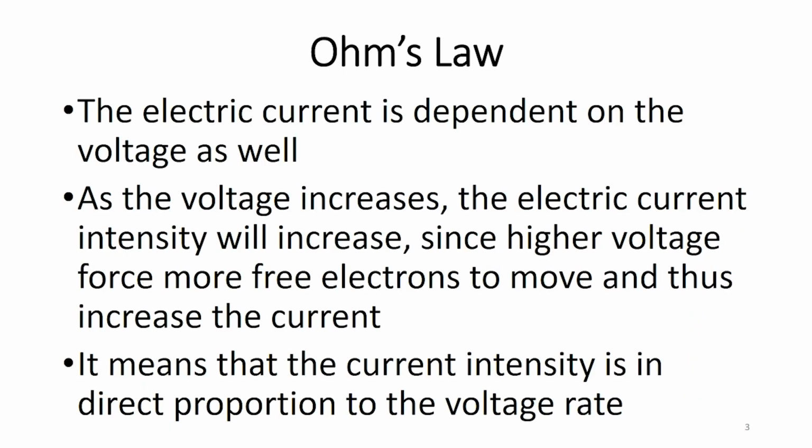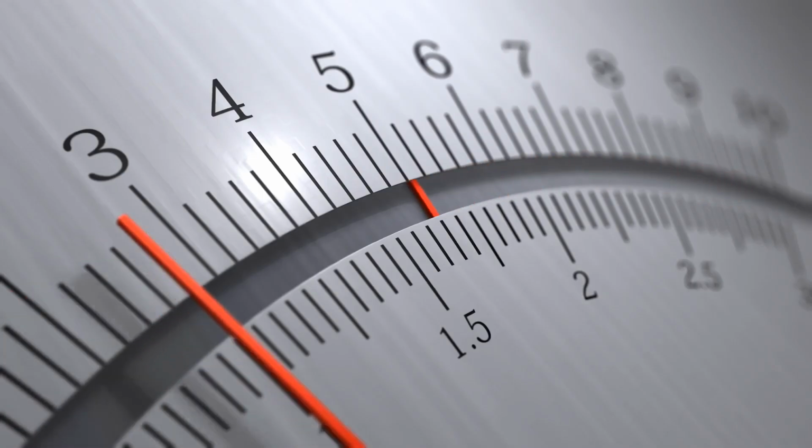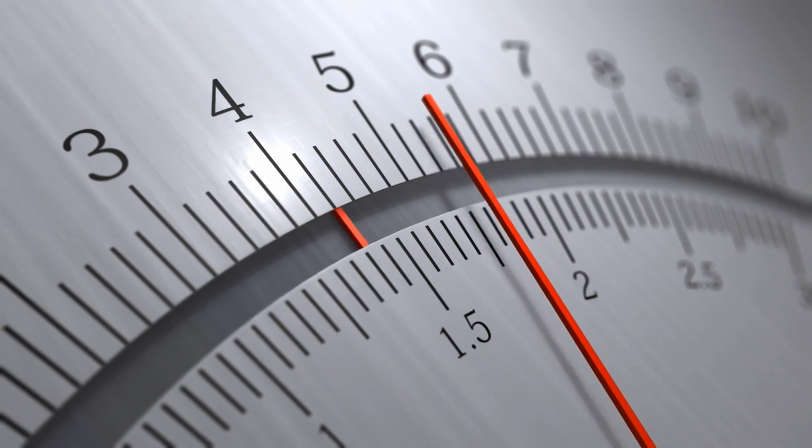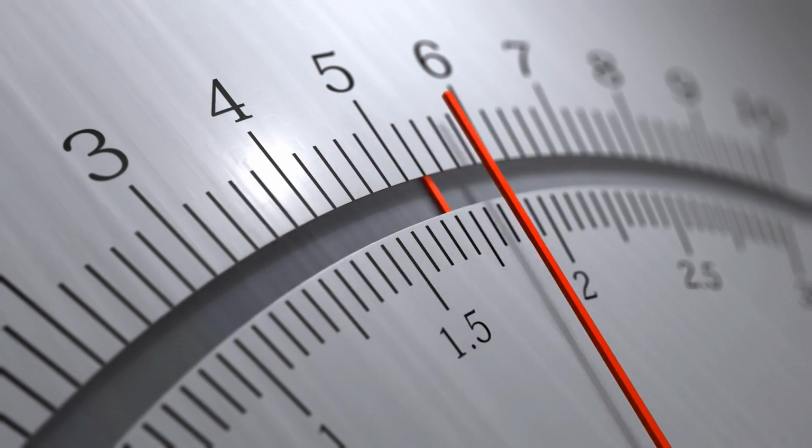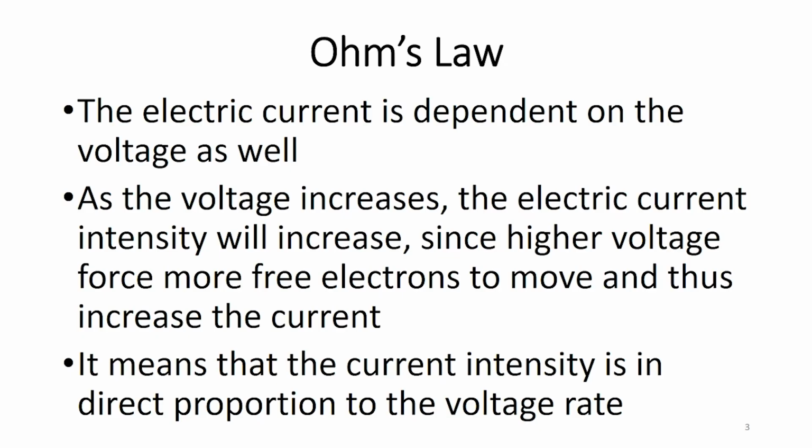The electric current is dependent on the voltage as well. As the voltage increases, the electric current intensity will increase, since higher voltage forces more free electrons to move and thus increases the current. It means that the current intensity is in direct proportion to the voltage.